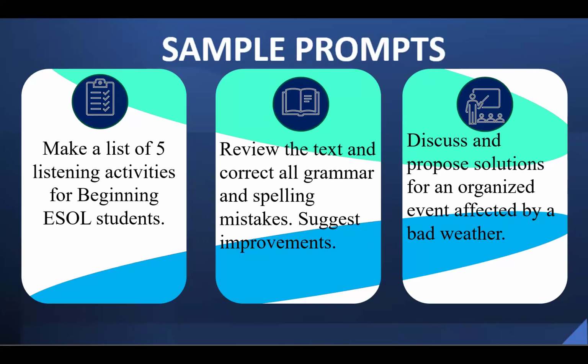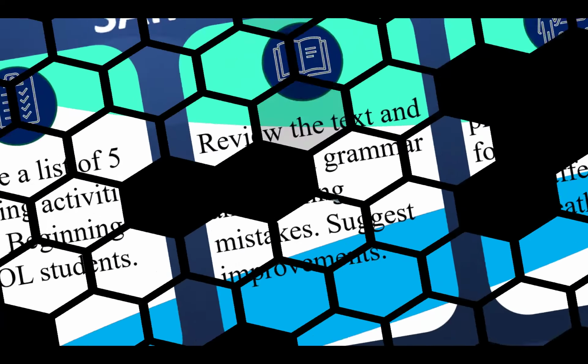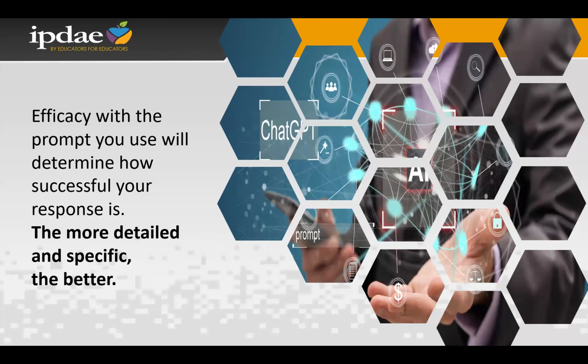Or you can have ChatGPT do some brainstorming or some problem solving for you, such as discuss and propose an organized event affected by bad weather. So it's going to give you some ideas, and it's going to propose some solutions for having to deal with, let's say, having to cancel a particular event, what you're going to have to do with that. So it'll provide you with some suggestions. So again, the more detailed, the more specific the prompt is, the better response you're going to get from ChatGPT.